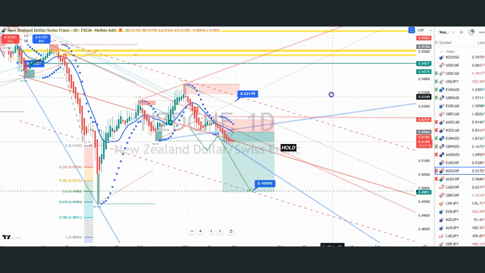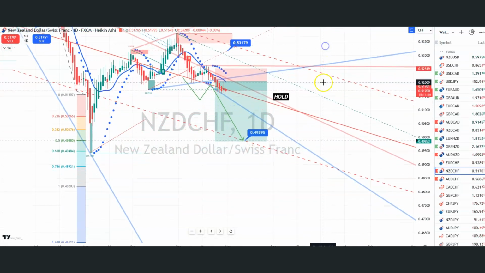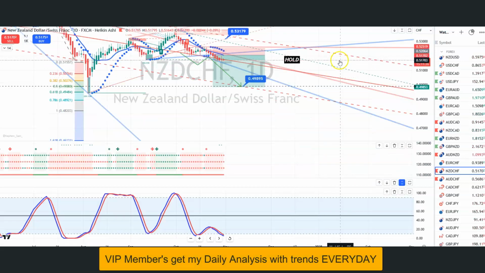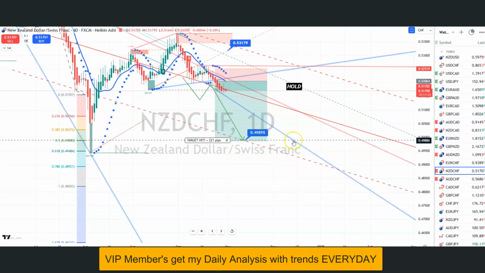New Zealand Swiss, exactly the same. This has broken the support lines now, so that's even better. Hold. Are all the sellers in? Yes, they are. So that's good news. So we can just leave it.